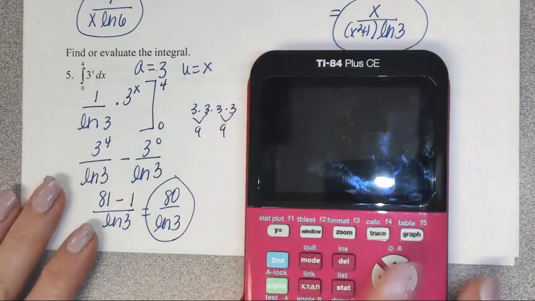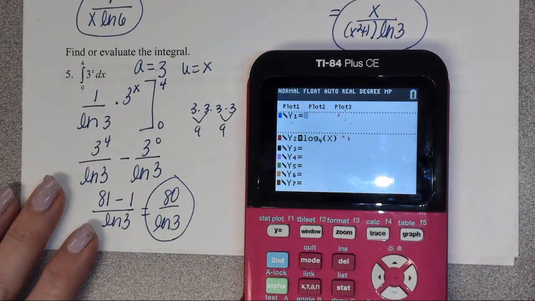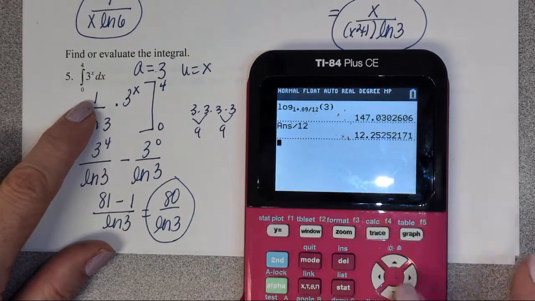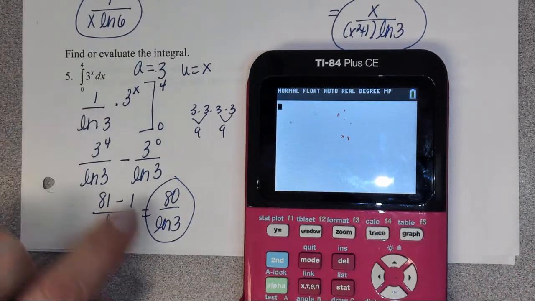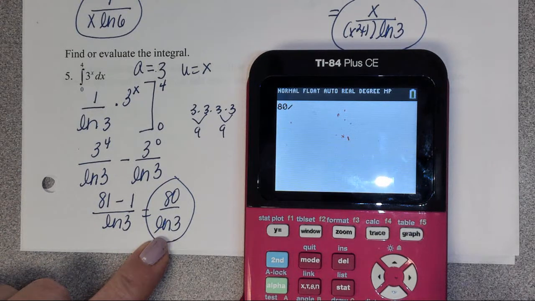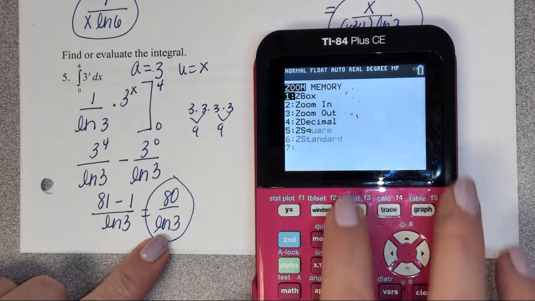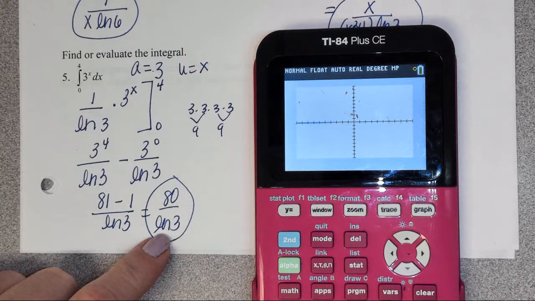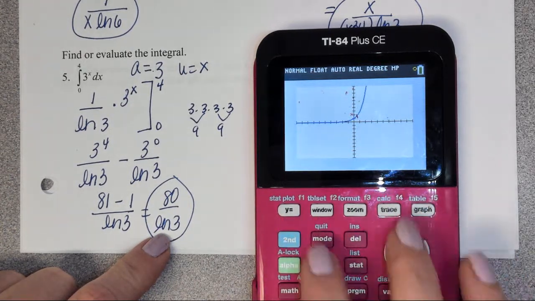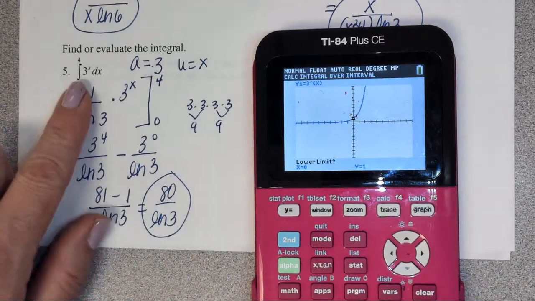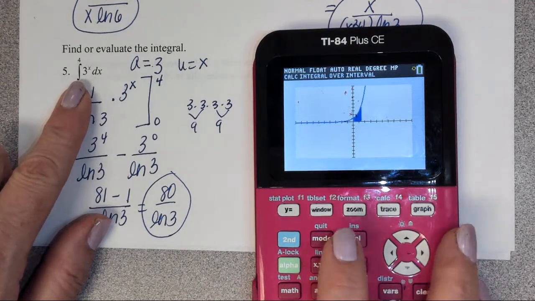Remember, those definite integrals are things that I can check. If I wanted to check this, I can go on my calculator, put in 3 to the x. I'm now going to see what is 80 divided by the natural log of 3. There's what that is. And now I'm going to go to my y equals. I'm going to do a zoom 6, graph it. And I want to know second trace, calculate that integral from 0 to 4, and look what it tells me.